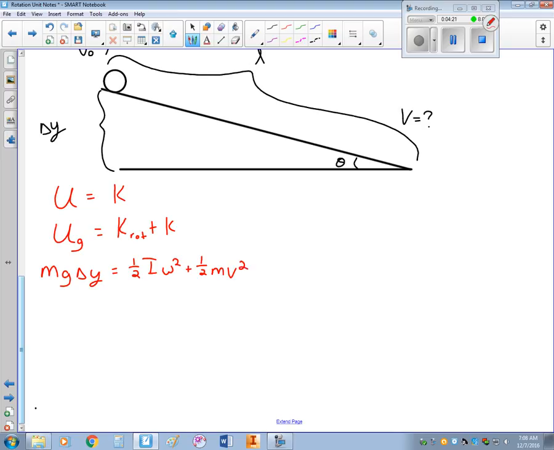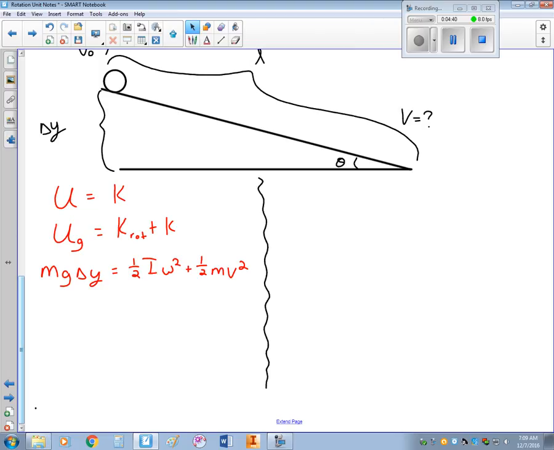So there we have it. We got this model right here: mg delta y equals 1/2 I omega squared plus 1/2 mv squared. Now I, the moment of inertia, is going to be different for the disk and the ring. So we have to do them separately.